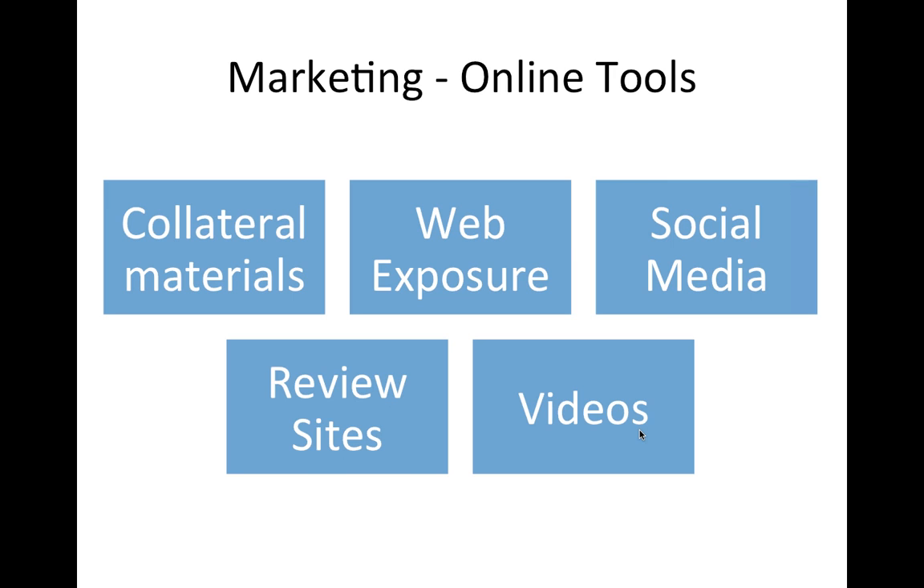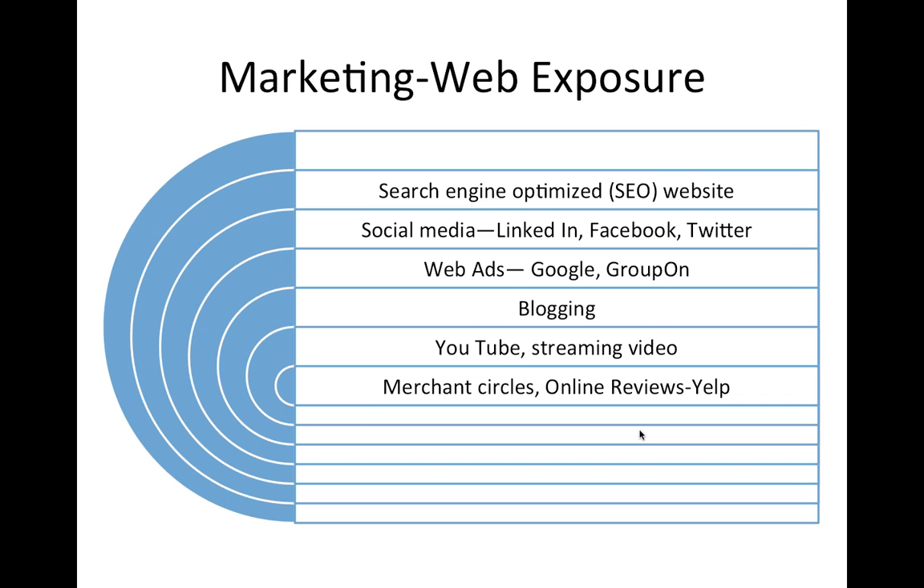Alrighty. So marketing. We've alluded to the fact that this is extremely important. Collateral materials. These are all the things that you put together in terms of your logo and your print materials and that you utilize to actually promote your business. Other online tools that you have, web exposure, social media, review sites like Yelp, and video sites like YouTube. So how are you exposed to the web? You have a search engine optimized website. You begin to use social media.